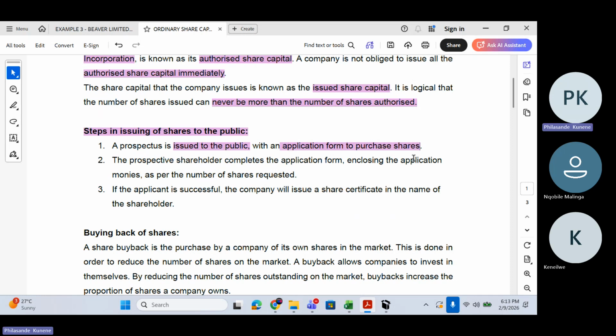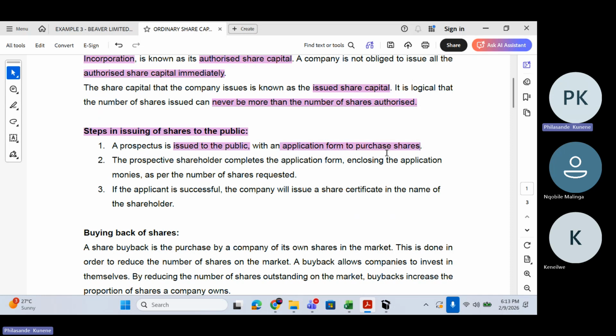Before you can start buying the shares, you need to apply first, and they need to approve. Just like going to university: before you go, you need to apply to be admitted. Then once they admit you, you will start studying. Then you have to register and do all the other processes. Then you are a student.